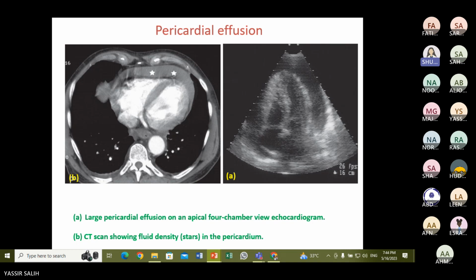The left heart border is convex. Yes, convexity of the left cardiac border. Sometimes it is straight or convex. Straightening or convex, yes. What else? Normally it should be concave, but here the left cardiac border will be straight or convex. What else?